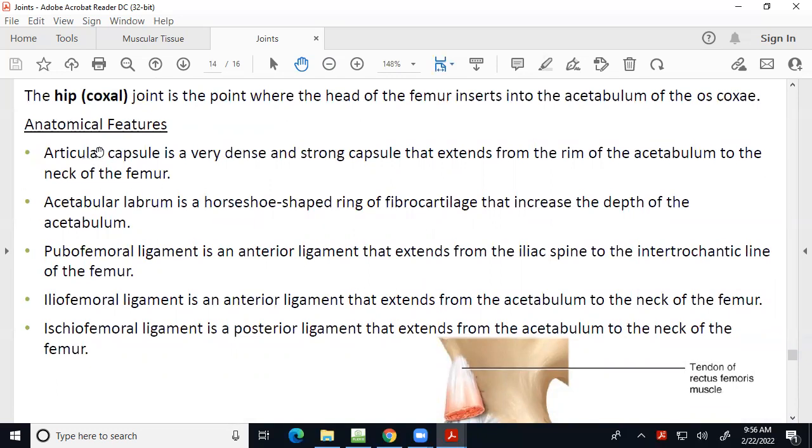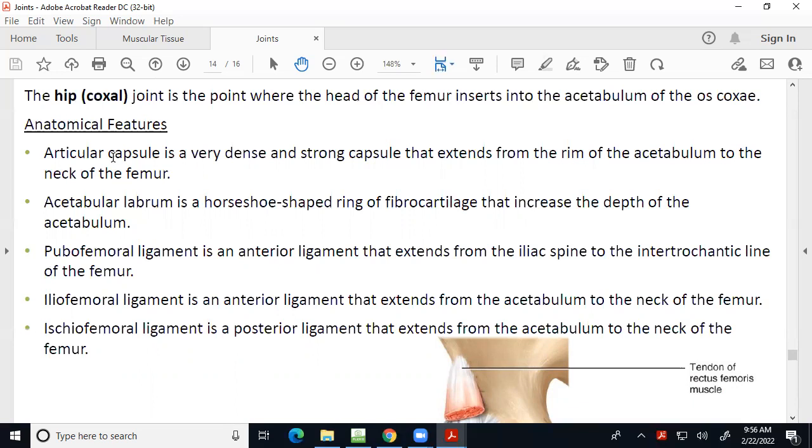First structure I'm going to talk about, not visible or labeled in the images, but it is what we call the articular capsule, a very dense and strong capsule extending from the rim of the acetabulum to the neck of the femur. The next structure is another thing that we can't see, like the labrum in our shoulders, that cartilage is on the inside of the socket.